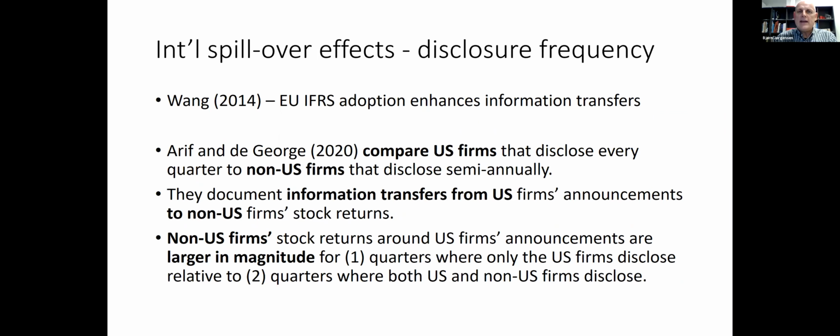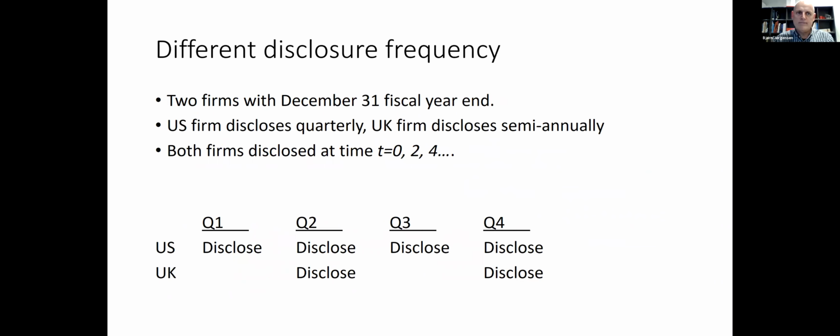And so what we model is a setting where you have spillover effects between the two firms that we consider. One of them discloses quarterly, like the US firm: at the end of each of quarters 1, 2, 3, and 4, it provides earnings and book value. The other, like a UK or EU firm, discloses only at the end of quarter 2 and the end of quarter 4. And then we show in the paper how we would value a firm at the end of quarter 1 compared to at the end of quarter 2.